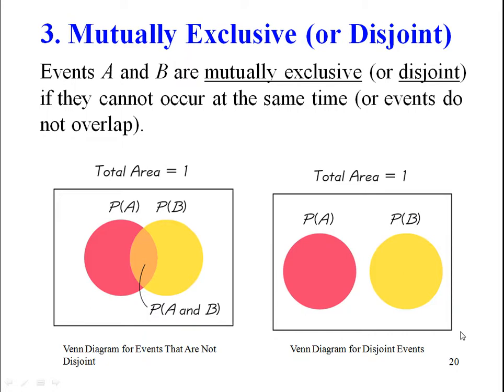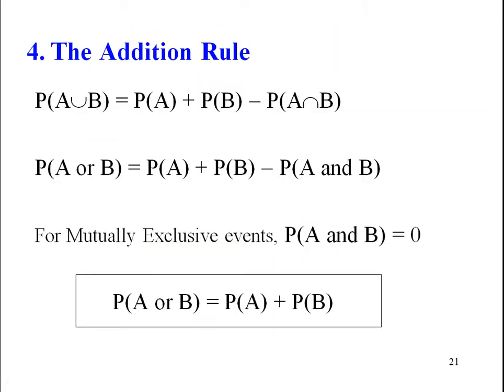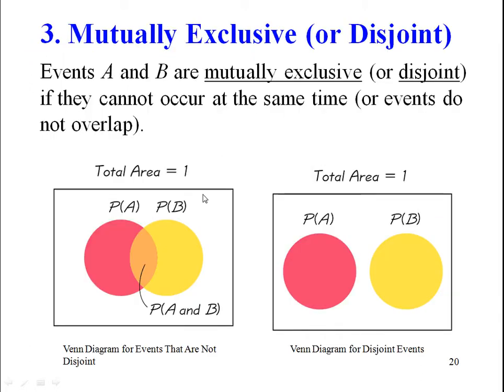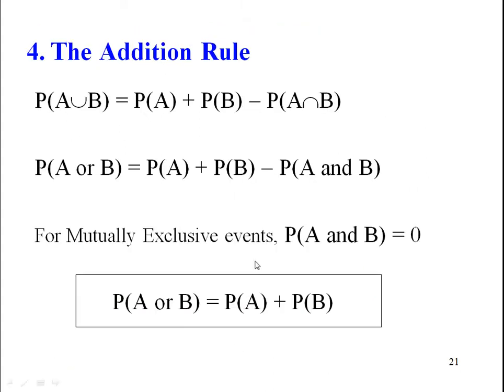Okay. So the addition rule, probability of A or B, is the probability of A plus the probability of B minus the probability of A and B. Why does that make sense? Let's go back to this. Well, if we had all of A plus all of B, we just double counted this middle. So we have to take it out. So we get the addition rule.